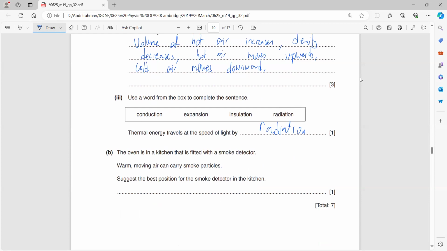The oven in a kitchen is fitted with a smoke detector. Suggest the best position for this smoke detector. Where should the smoke detector be inside the kitchen? On the ceiling. Yes, on the ceiling. Correct.